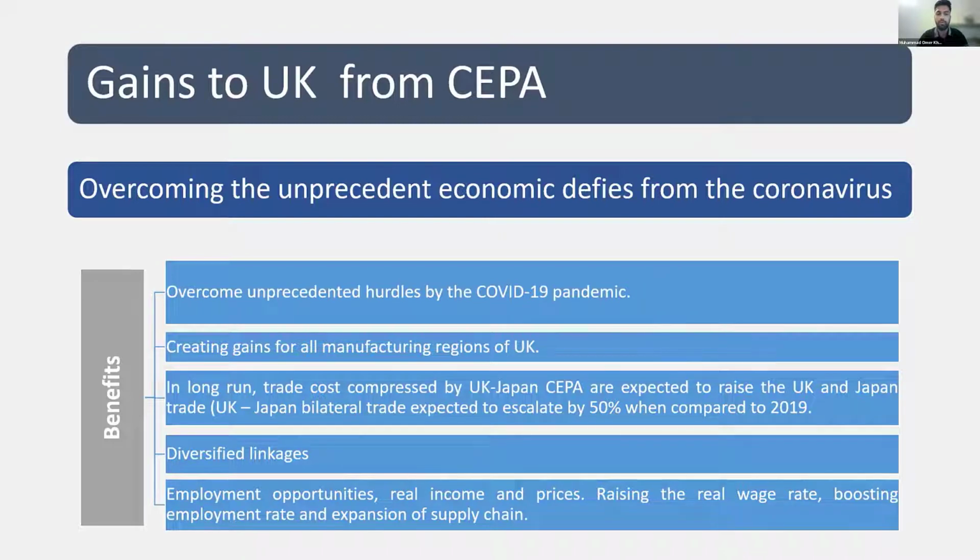Similarly, in the long run, the trade costs under the UK-Japan CEPA are expected to raise UK-Japan trade by 50% compared to 2019. Trade costs would decrease by 50%. As the tariff rate decreases, the cost would also decrease. Similarly, there will be diversified linkages, employment opportunities will increase, and real income and prices would also be affected. It would also appreciate, which would have a good impact on the country and on the public.